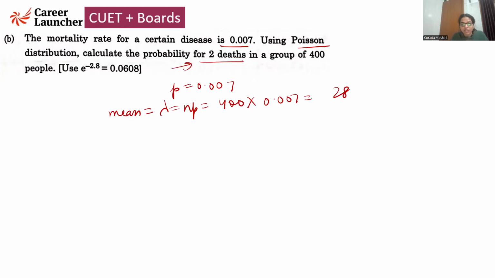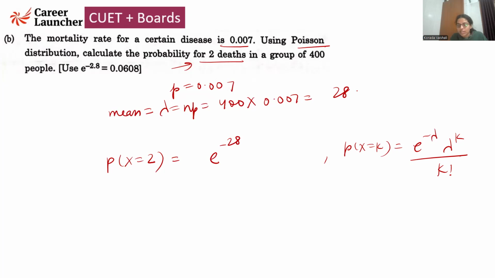And we need to calculate the probability for 2 deaths. So P of X is equal to 2. So I'm making use of the formula e to the power of minus lambda, lambda to the power of k divided by k factorial. So on a similar line, let us just apply. This is 2.8 over here. So this is e to the power of minus 2.8 and 2.8 to the power of 2 divided by 2 factorial.